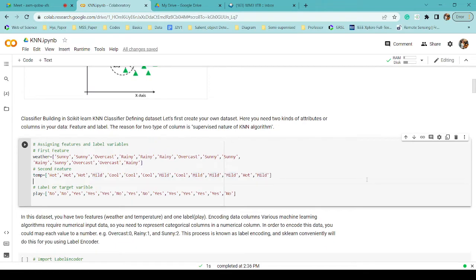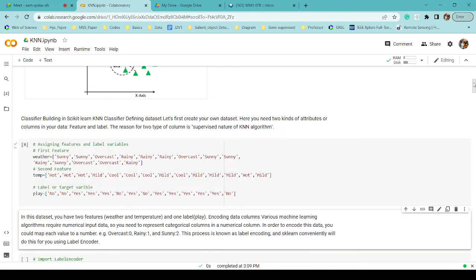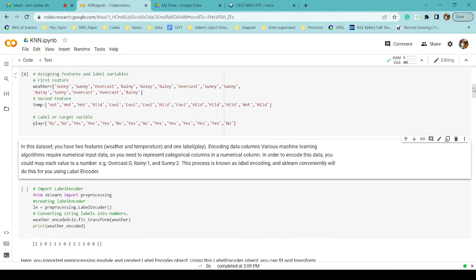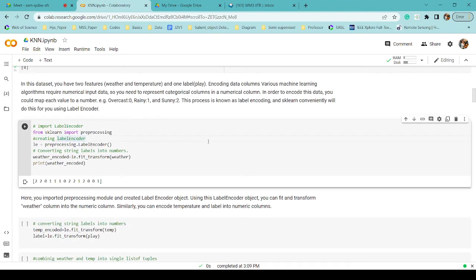I'll run the programs simultaneously. I hope there will be no error. Okay, my data set has been loaded. Our machine doesn't understand terms such as sunny, overcast, or whether you should go for play or not. It always understands terms in the form of digits, numbers or binary. So we have to encode it. I'm encoding my data: overcast as 0, rainy as 1, sunny as 2.